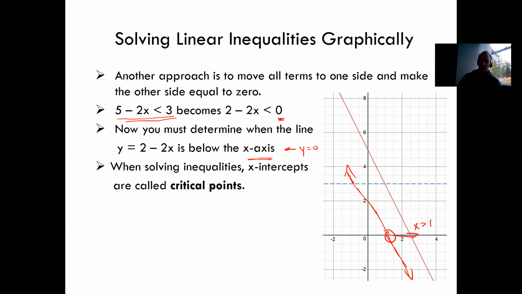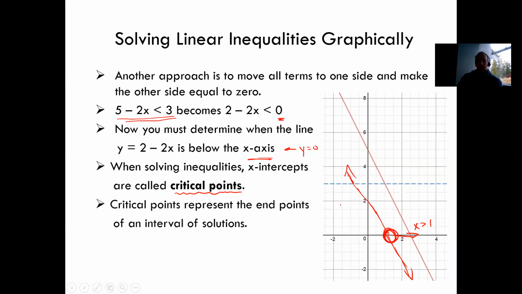Now, the reason why I'm mentioning all this is because when you're solving inequalities, x-intercepts get to be called critical points. The reason why they're called critical points is because they're very important. In this case, this point right here is critical to know, because if we're asking when is it less than 0 or when is it greater than 0, this is going to be very important. Critical points, very simply, represent the end points of an interval of solutions.